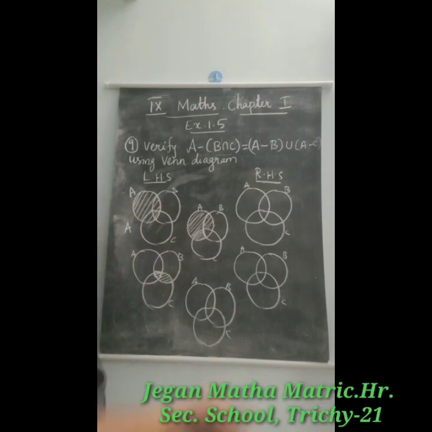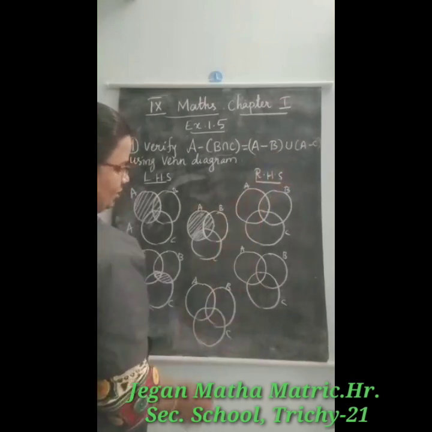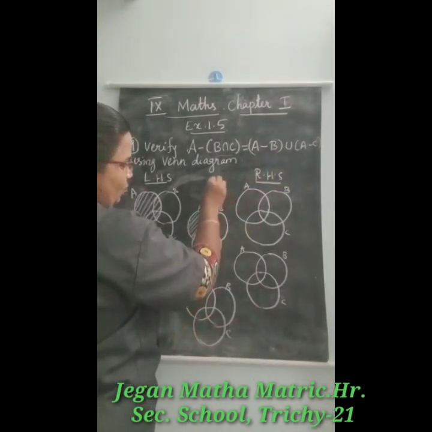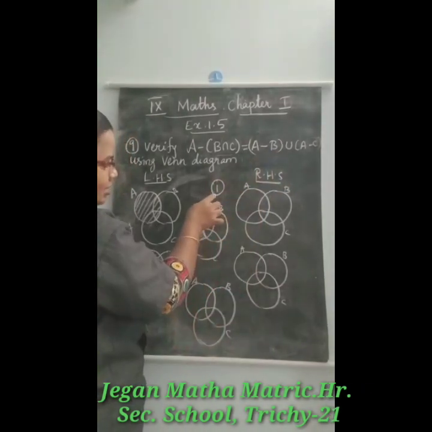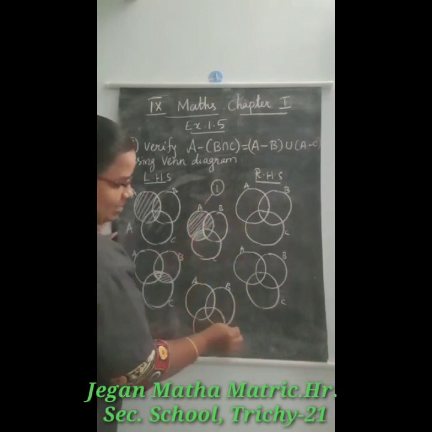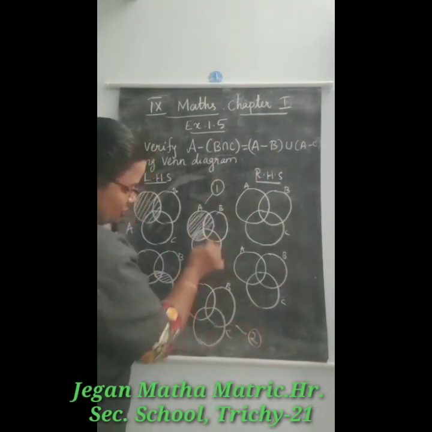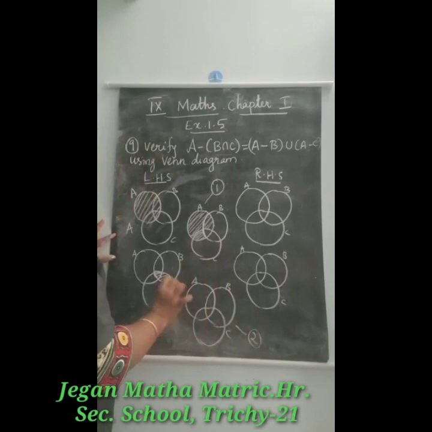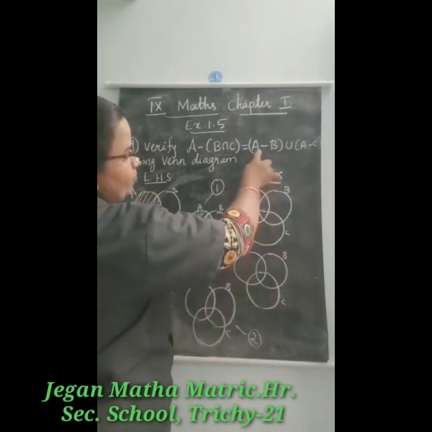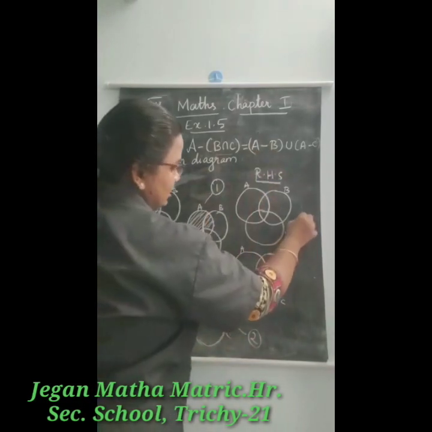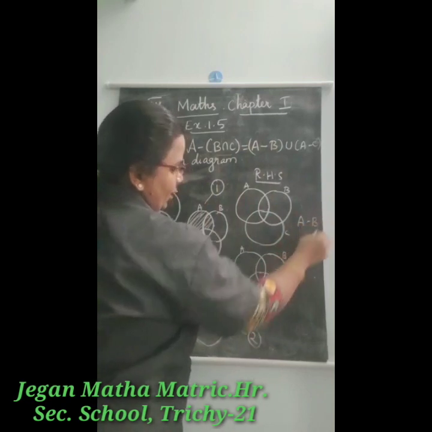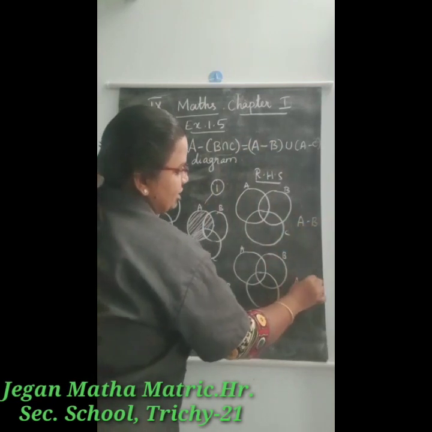Now, what is A difference B? This is for taking 1. Because LHS is considered as 1 and this is considered as 2. These two diagrams will be equal, we have to prove. So, A difference B, first, this is A difference B. And this is for A difference C.